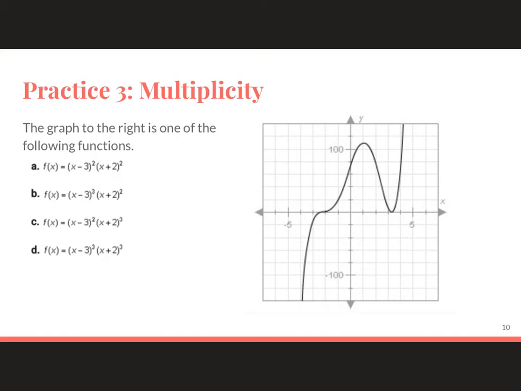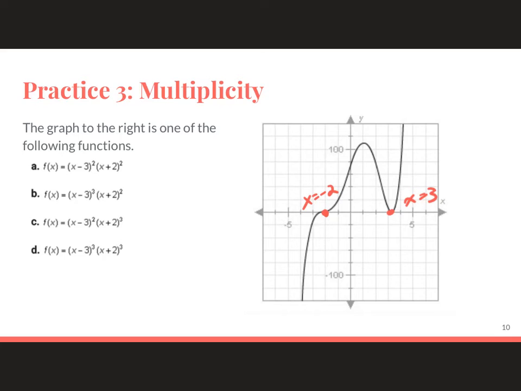So let's actually go through a practice problem. The graph to the right is one of the following functions, and we want to identify which function this is. In order to identify which function this is, I want to think about where my x-intercepts are in my function. So over here, I see an x-intercept, that's at x equals -2, okay? And then over here, that's at x equals 3.